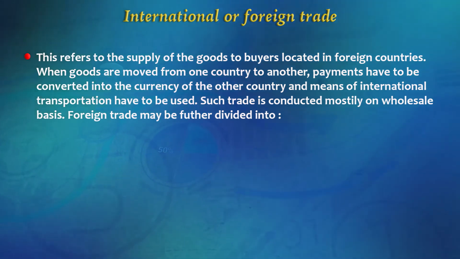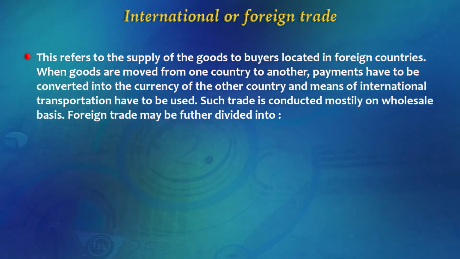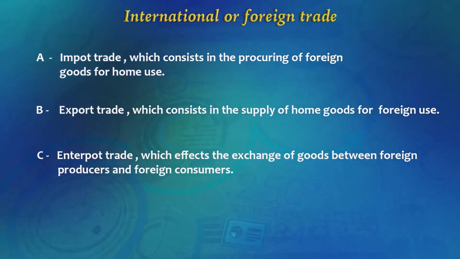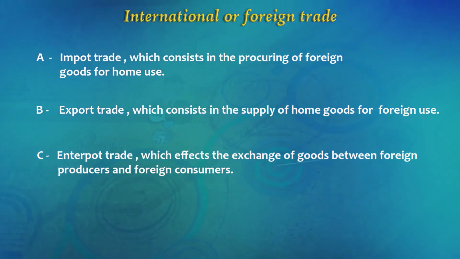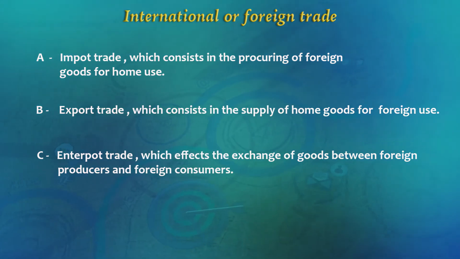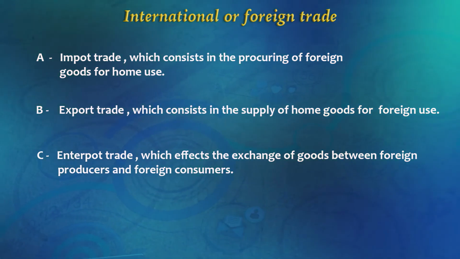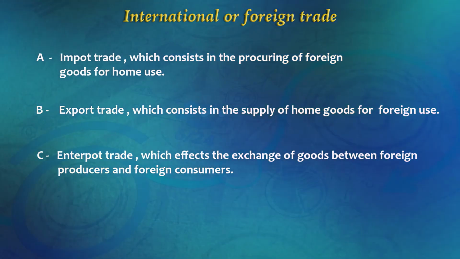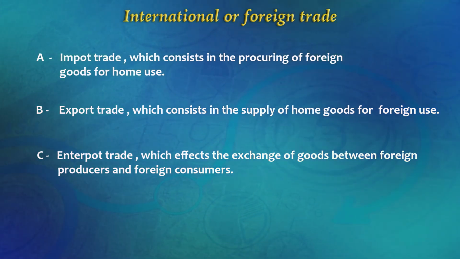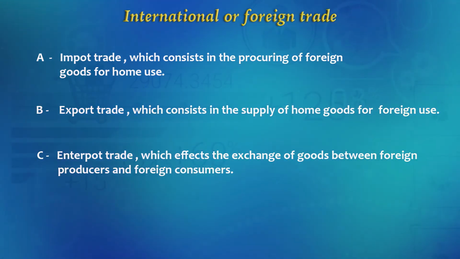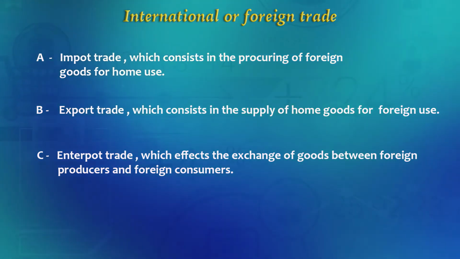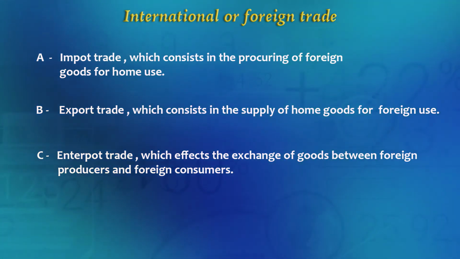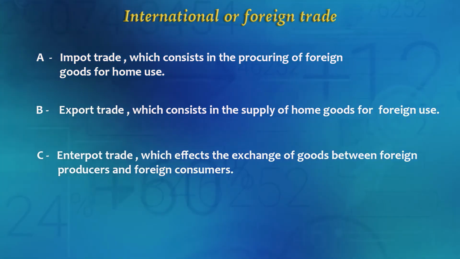Foreign trade may be further divided into three parts: import trade, which consists in the procuring of foreign goods for home use; export trade, which consists in the supply of home goods for foreign use; and number three, entrepot trade, which effects the exchange of goods between foreign producers and foreign consumers.